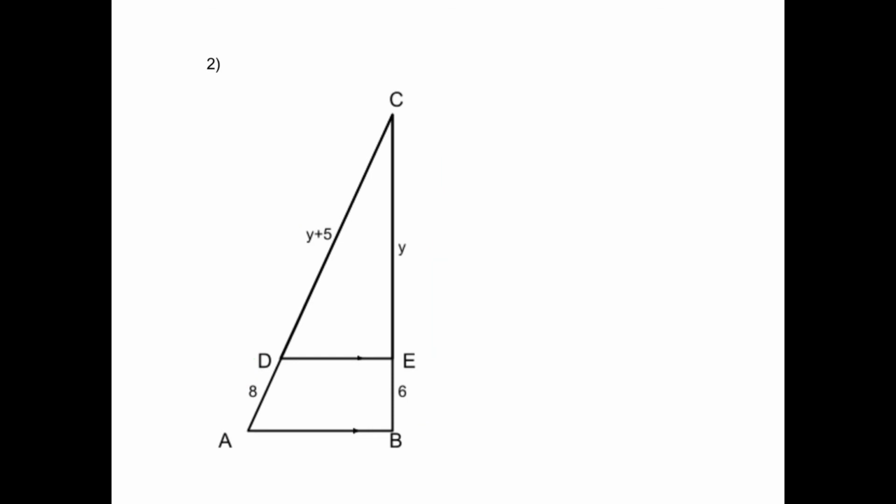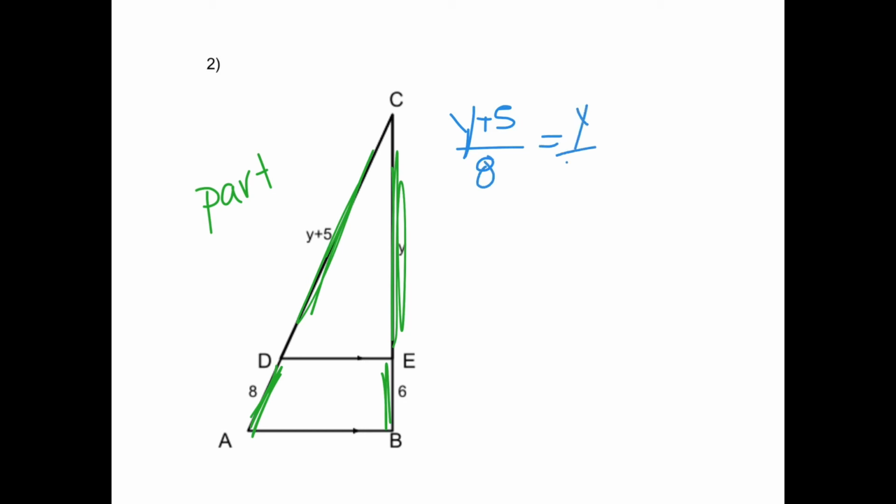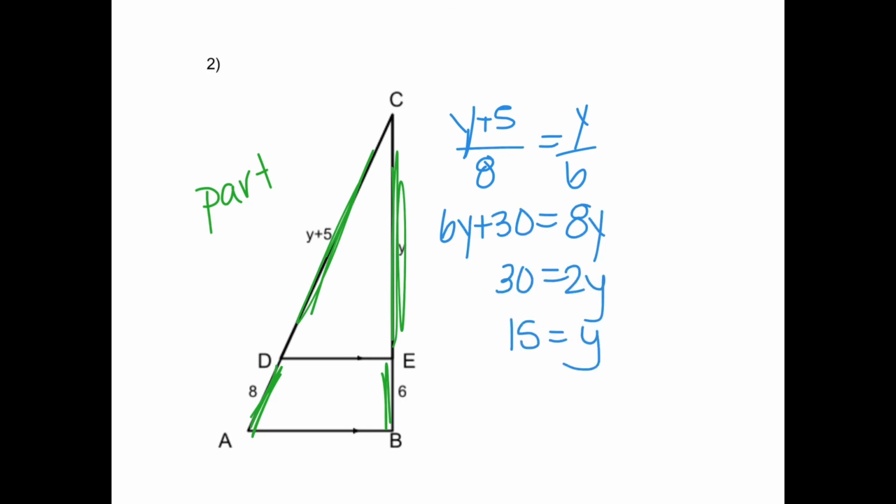So instead of looking at the whole pieces, we're going to look at the parts. So with these, we're going to use the part proportional relationship, which just allows me to set up y plus 5 over 8 equals y over 6. And I can cross multiply and solve this. So in this problem, y equals 15.